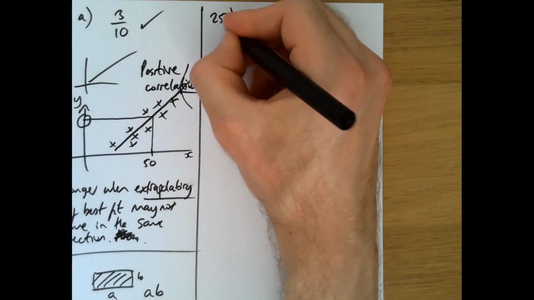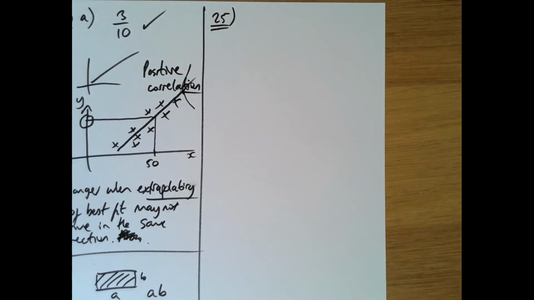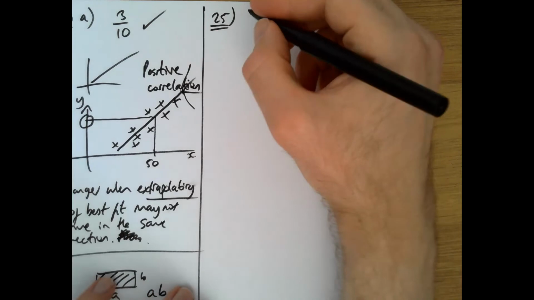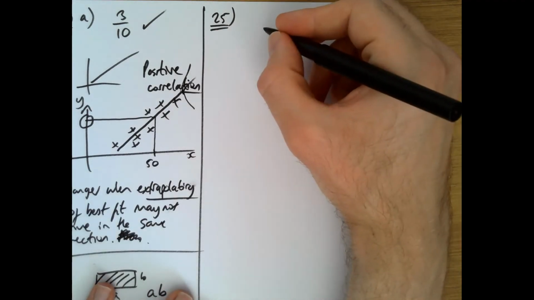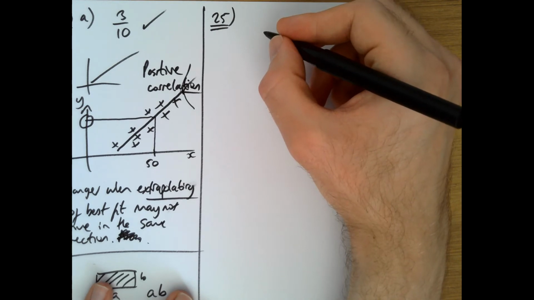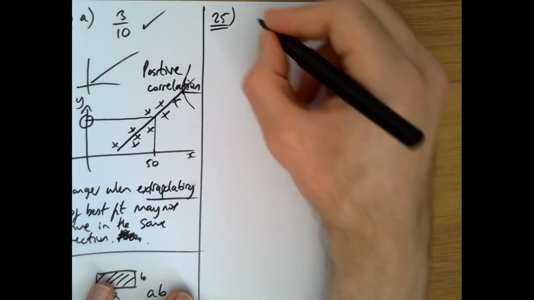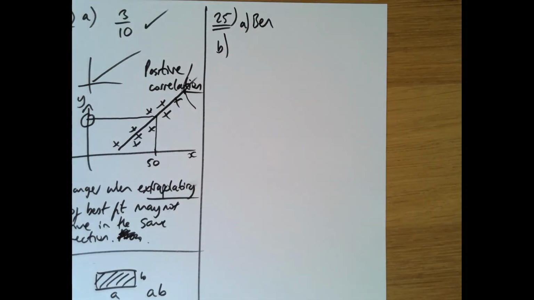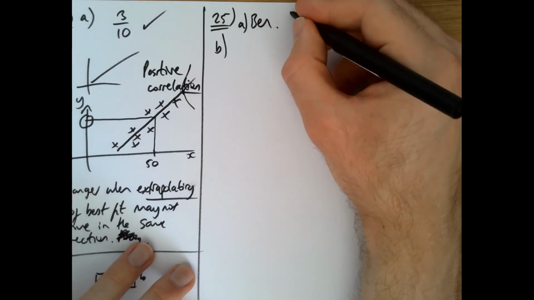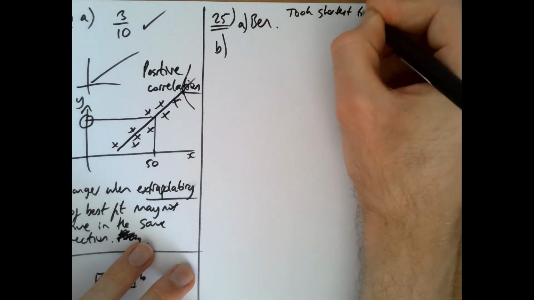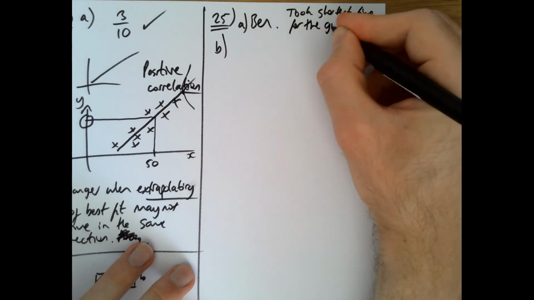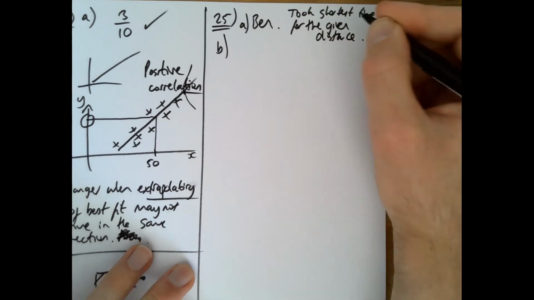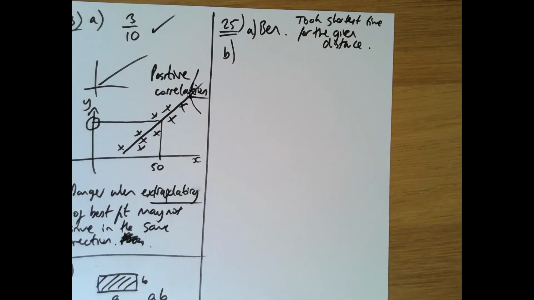How are we doing? So 25. Who won the race? The person who won the race goes the distance in the shortest time. So who got to the distance in the shortest time? Ben. And then B, in fact, says what's the reason? Took shortest time for the given distance. B, describe the race. Well, woolly question that is.